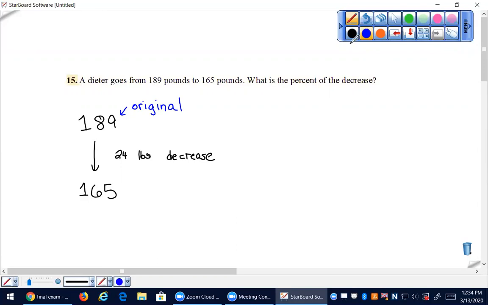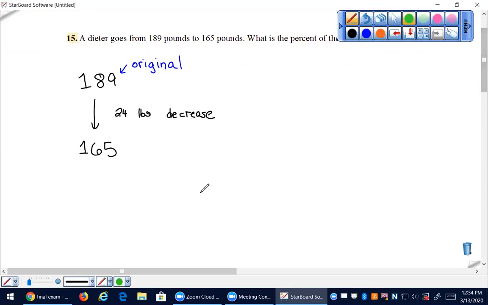So what's the percent of the decrease? My decrease is 24 pounds out of 189 pounds, right? How do I change a fraction into a percent? So that's 12.7%.